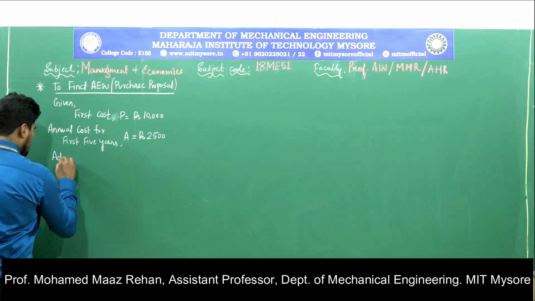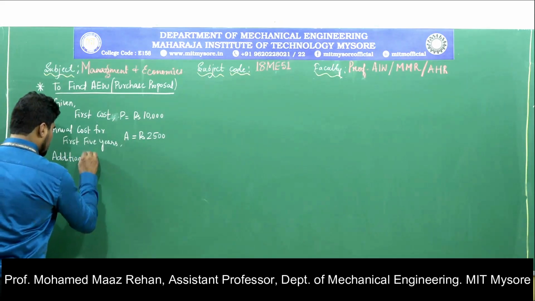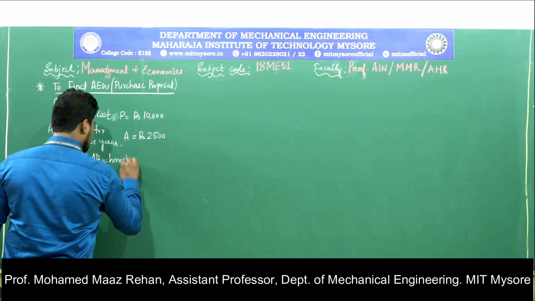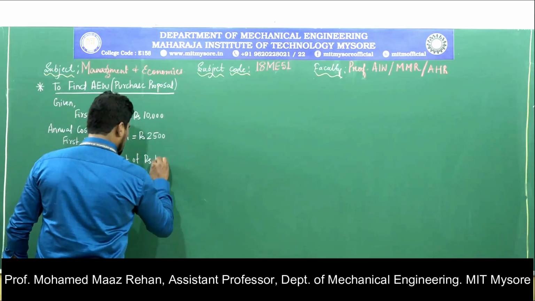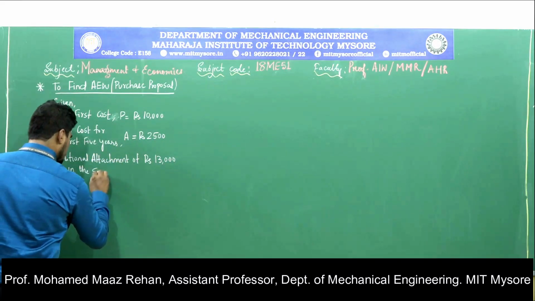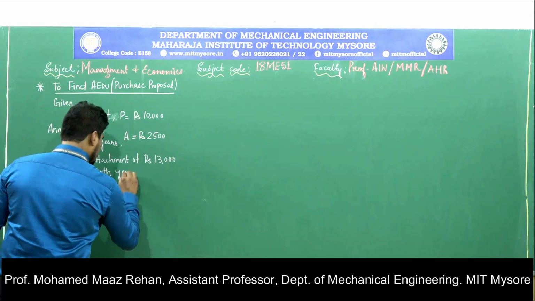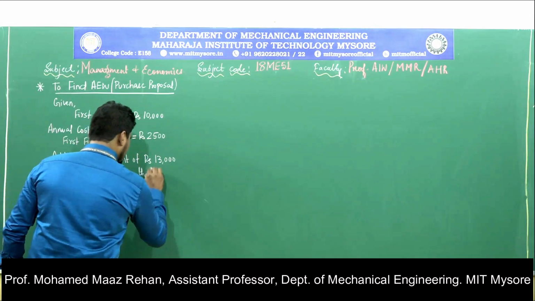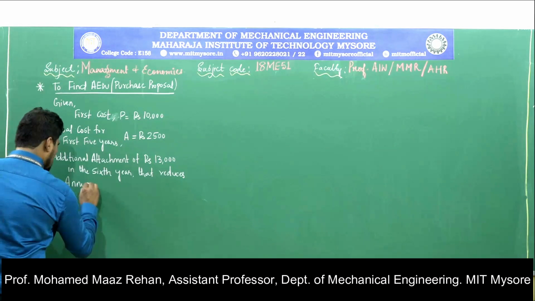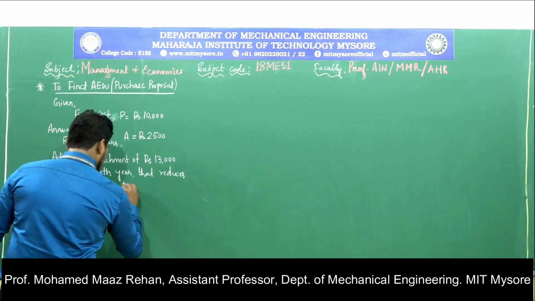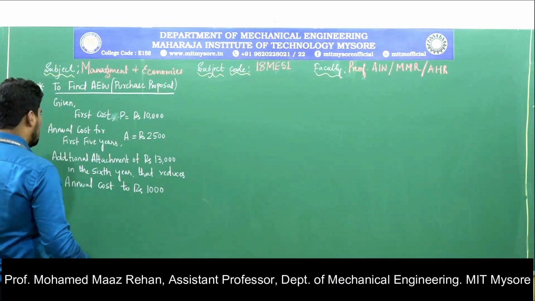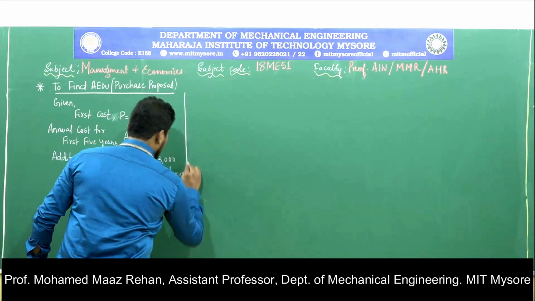Additional attachment of rupees 13,000 in the 6th year, that reduces the annual cost to rupees 1,000. Okay, this is the data they have given.